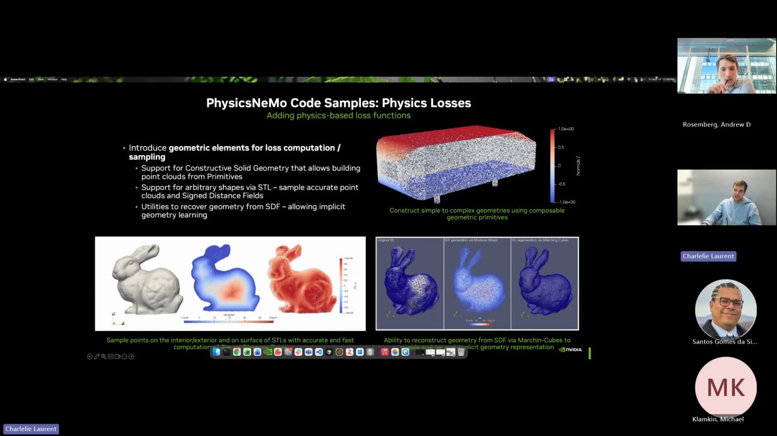And the signed distance function can be used to go back to the geometry using Marching Cubes. If you use the Marching Cubes algorithm, you can reconstruct the entire mesh of the surface. So there are a lot of functionalities in PhysicsNeMo that are based on the signed distance function and that reconstruct the actual geometry.